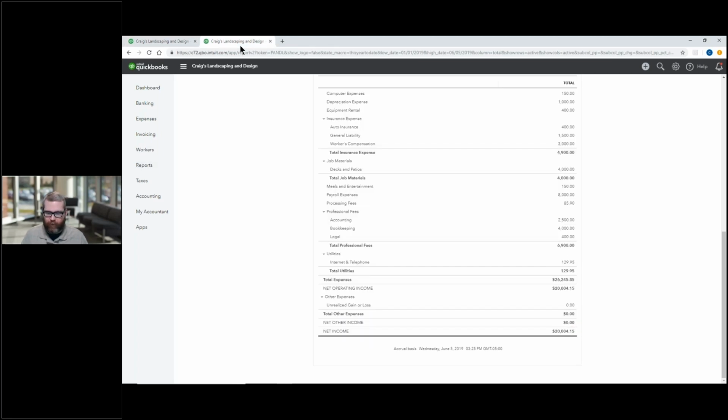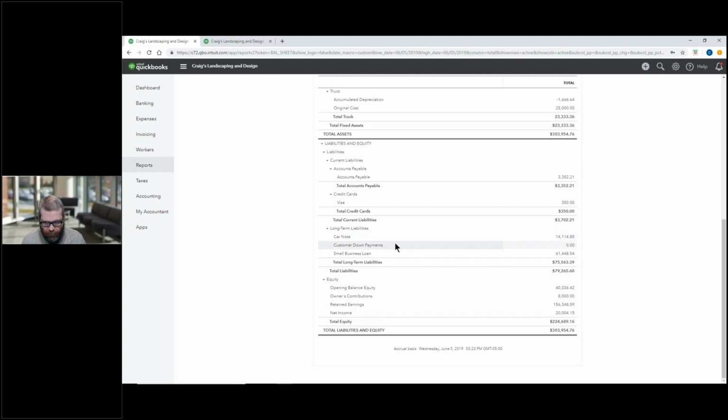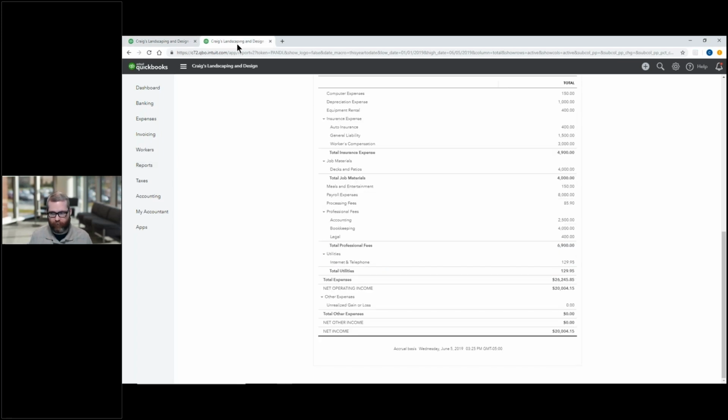Now, all of these balances, all of these numbers that we're seeing right here, are coming from different transactions. As you record transactions, you tell QuickBooks where the money is coming from and where the money is going to, and QuickBooks automatically populates all of these fields. So whenever we look over here at our balance sheet, we'll see the small business loan. If you'll recall, that's how we made that deposit earlier. And if we were to enter an expense for some fuel, we would see it over here on our profit and loss report.